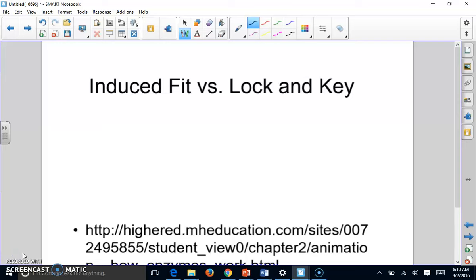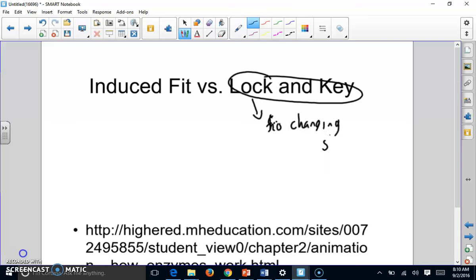So the two models that scientists propose for enzyme action are induced fit and lock and key. Lock and key was the first one they proposed. They proposed that the enzyme is like the lock and the substrate is like the key, and the key fits into the lock and opens it, or the reaction occurs. But the lock, or the enzyme, doesn't change shape. No changing shape. It turned out that this model is wrong.